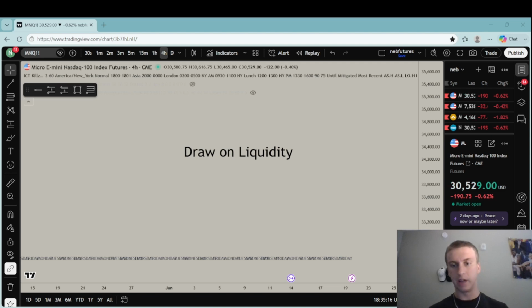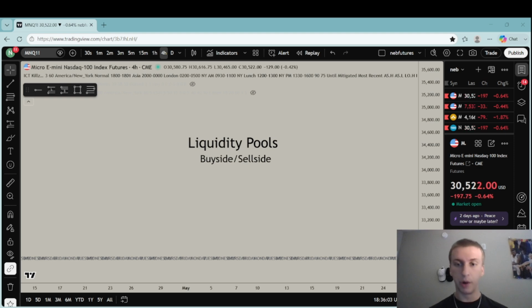The market basically tells you exactly where it's going every morning before open, and you just don't know how to read it. Let's get into it. So today we're going to be talking about draw on liquidity. How do you know where the market's going to go before it goes there? We're going to start with liquidity pools.